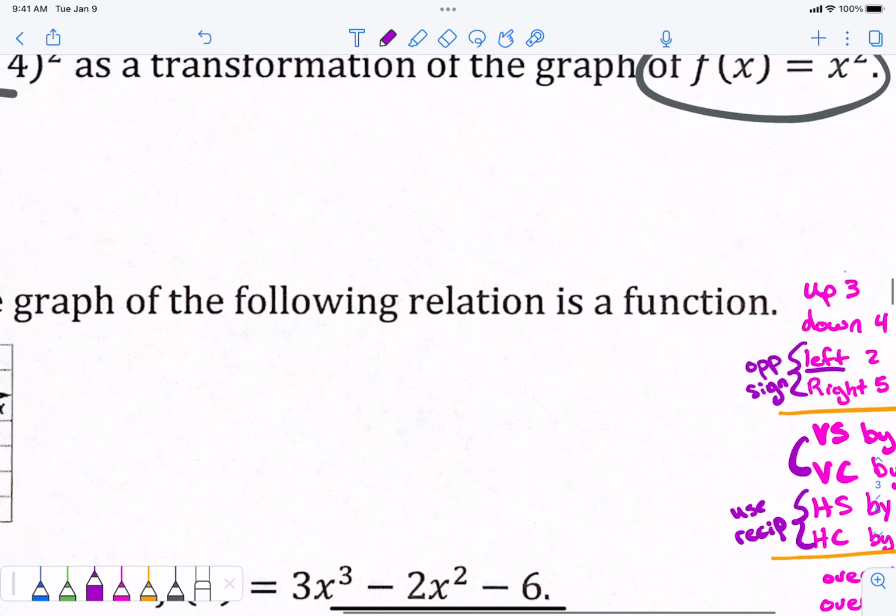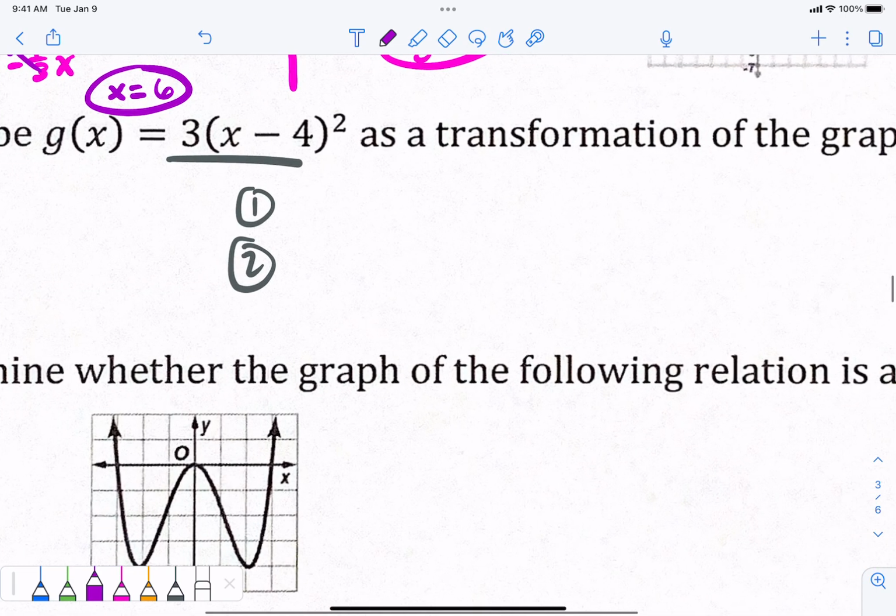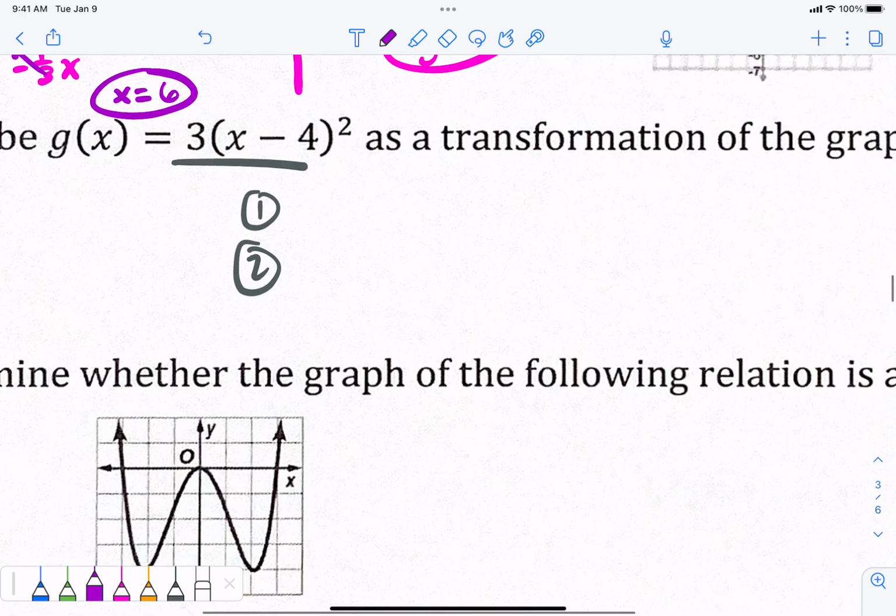Okay, so let's go back up to our function up here. At the door, I'm pretty sure. No, someone just shut the back door.